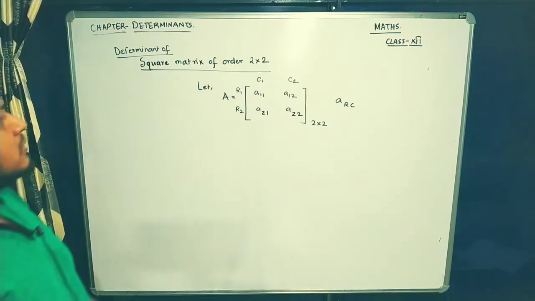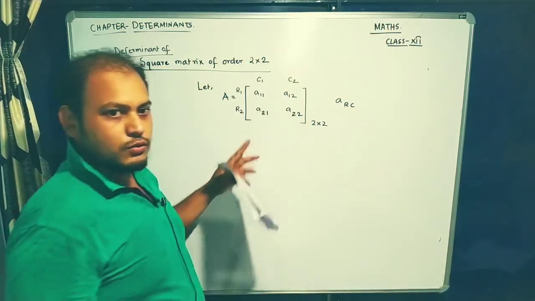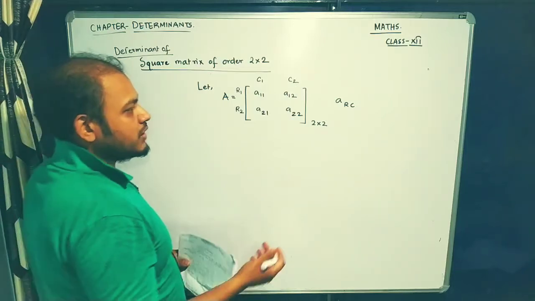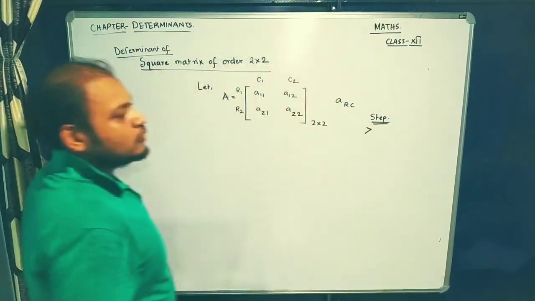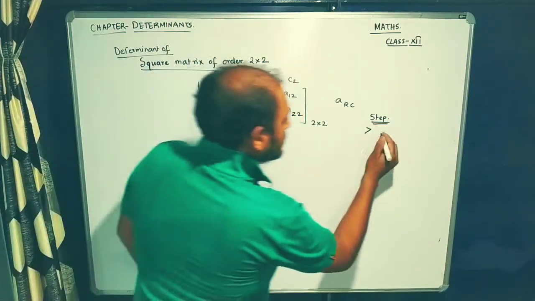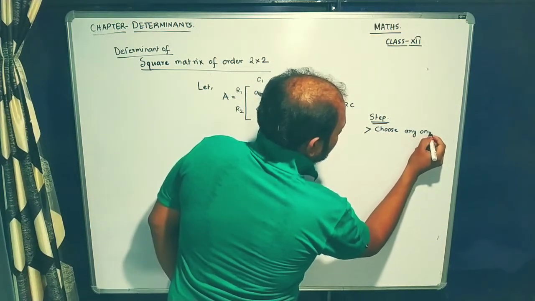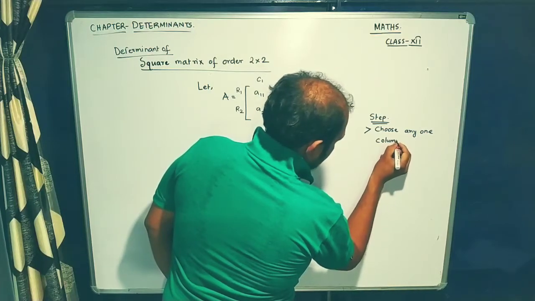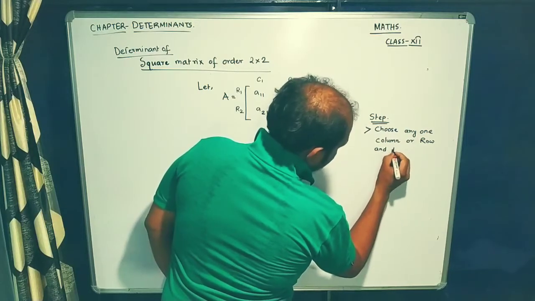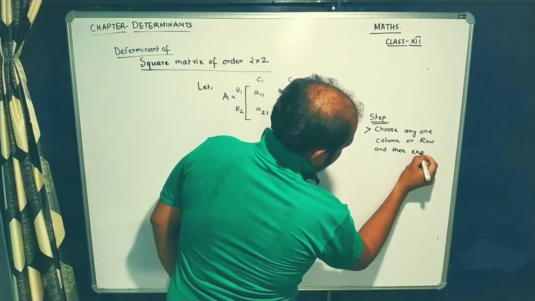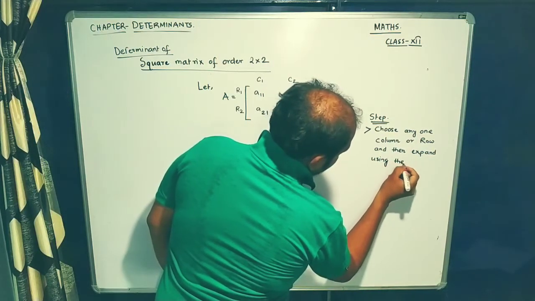Okay. Now we want to find what? We want to find the determinant of this matrix. This 2 by 2 matrix, we want to find its determinant. So how do we find it? Remember a point. This is known as the step that you must take while finding the determinant, and that step is: choose any one column, or you can choose a row, and then expand using the given formula.